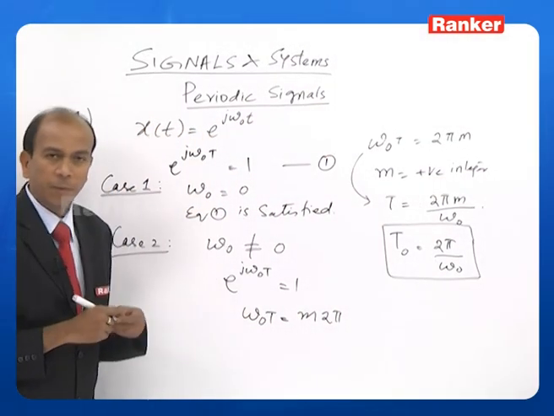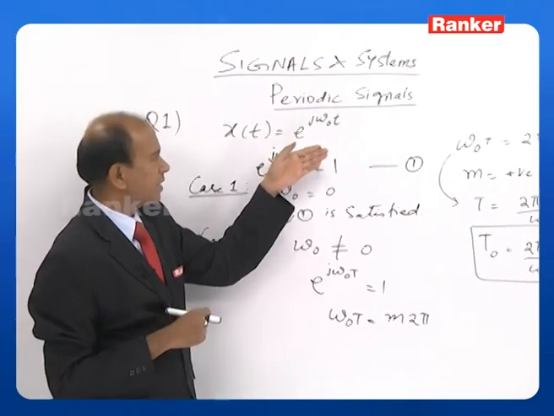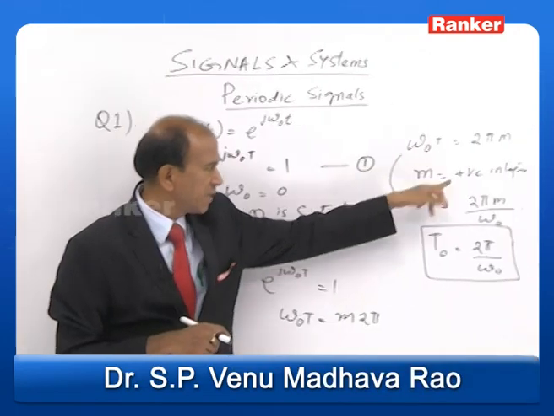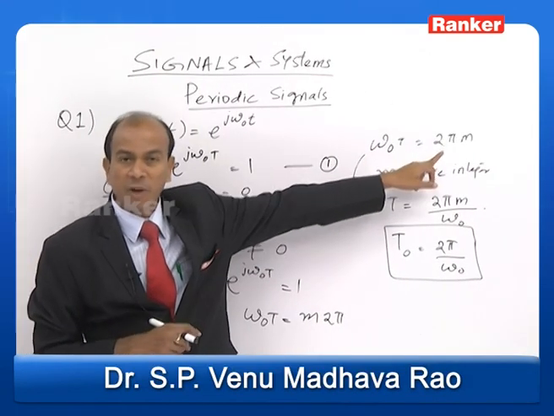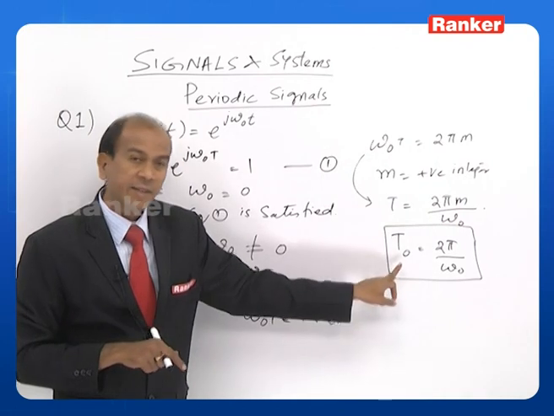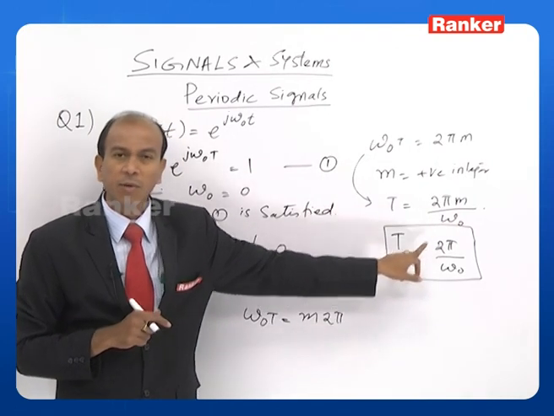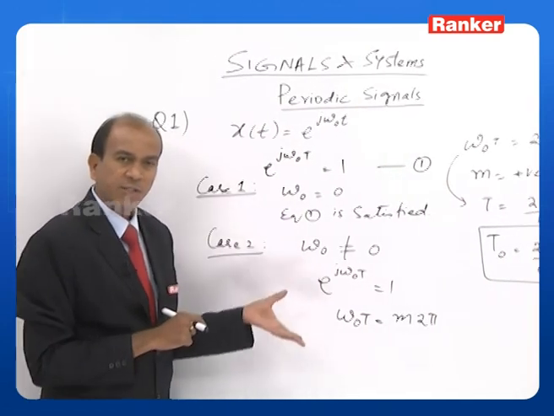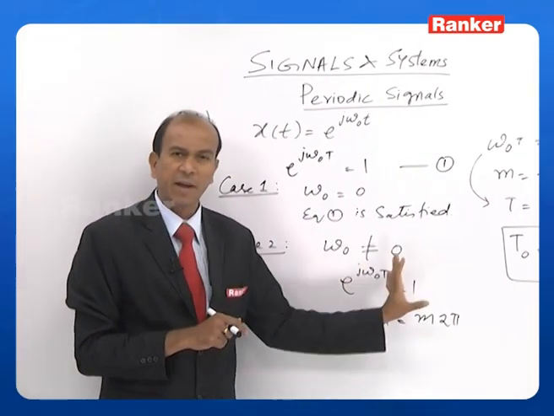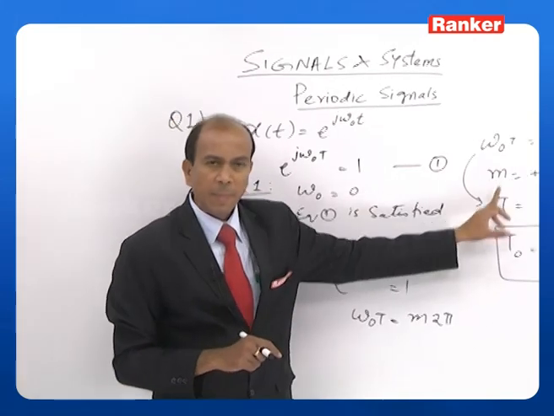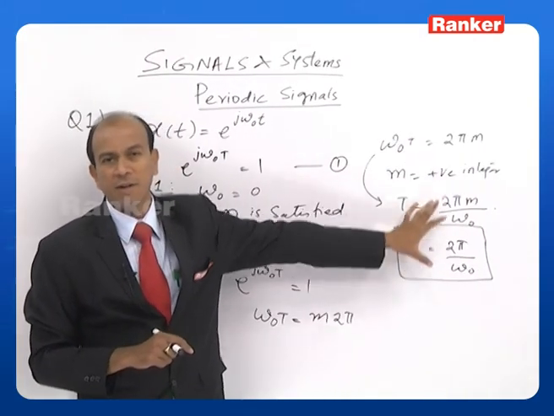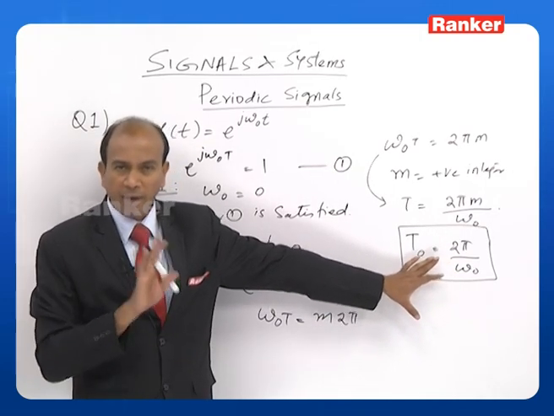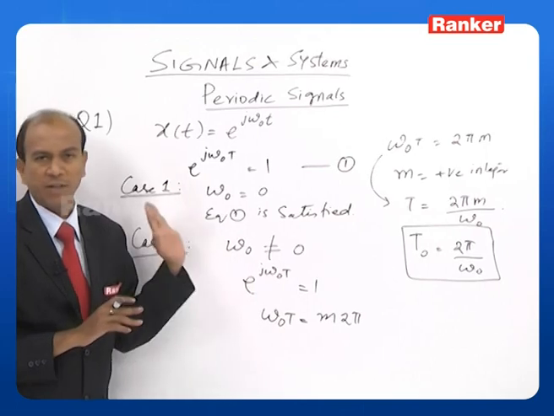Okay. So, the given signal, which is an exponential signal, will be periodic if it satisfies the condition omega naught t is equal to 2 pi m, when omega naught is not equal to 0, and the fundamental period is equal to 2 pi by omega naught. In the case of omega naught equal to 0, it definitely satisfies with an arbitrary time period. Here, this is the fundamental time period when omega naught is not equal to 0. So, the given signal is periodic provided we satisfy these two conditions.